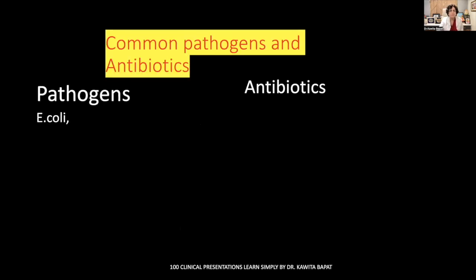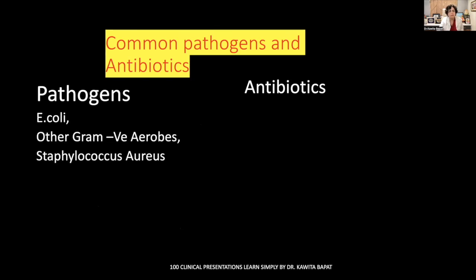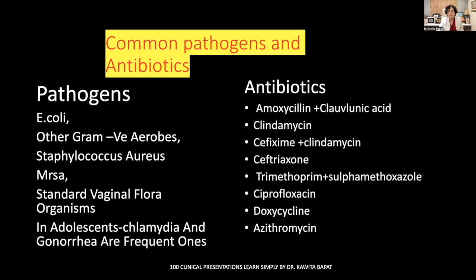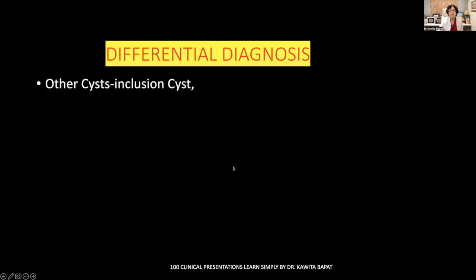So the common pathogens and the antibiotics needed for the abscess: the pathogens are E. coli, gram-negative aerobes, Staphylococcus aureus, MRSA, standard vaginal flora organisms, and in adolescents, chlamydia and gonorrhea are frequent ones. They need antibiotics accordingly, especially if E. coli, amoxicillin, clindamycin for the anaerobes, and azithromycin, doxycycline, ciprofloxacin, trimethoprim, ceftriaxone, depending upon the pathogens.